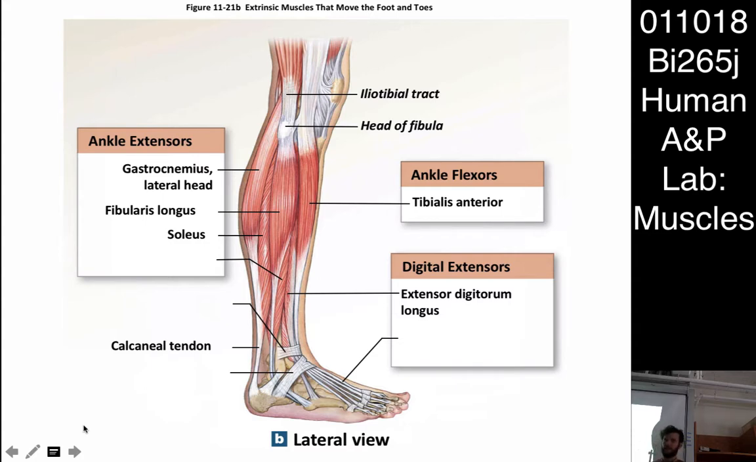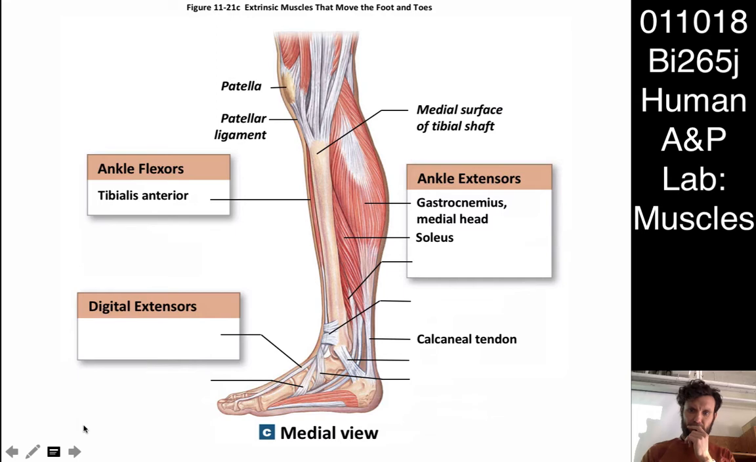Let's not worry about the extensor digitorum longus. I mean, we could. It's this one here. Well, we're not going to worry about any of them, are we? We're not here to worry. We're here to learn. Tibialis anterior, the superficial muscle that's just medial to that would be the extensor digitorum longus. The gastrocnemius actually looks pretty stomach-like here in that depiction.